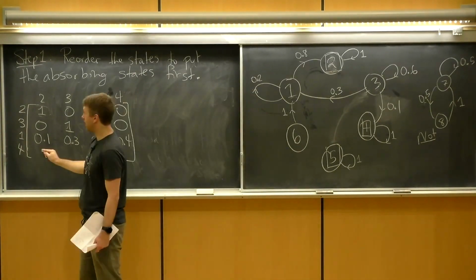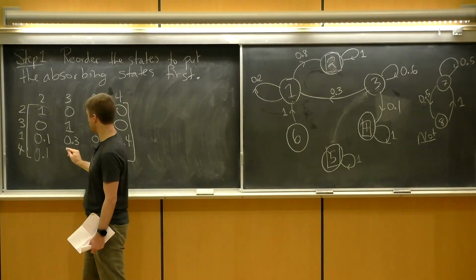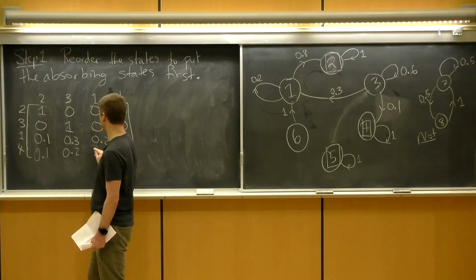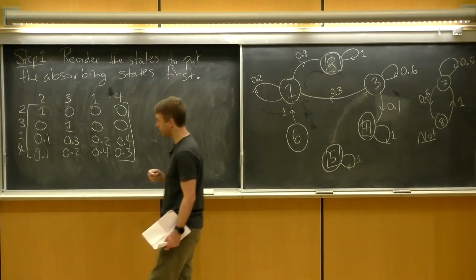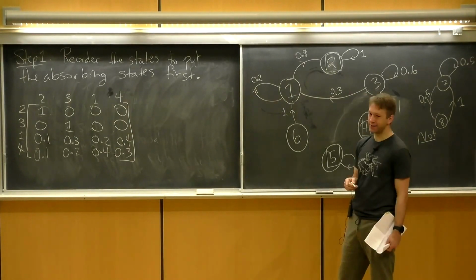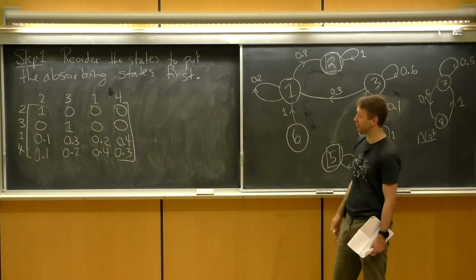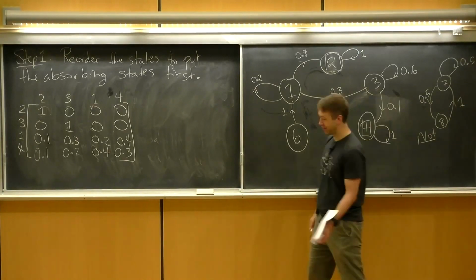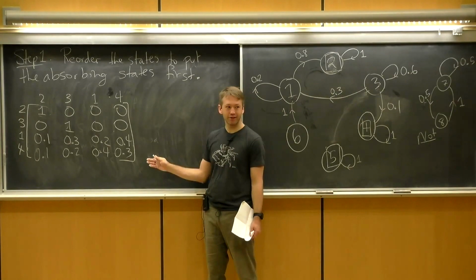Okay, and then we want another 0.1, 0.2, 0.4, 0.3. You've got to be really careful in this step. If you mess these numbers up, everything after this is going to be wrong. Any questions about how I came up with any of these numbers?